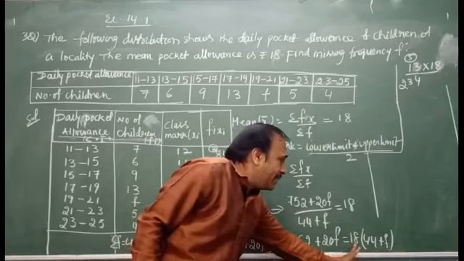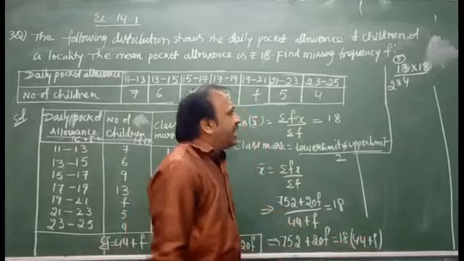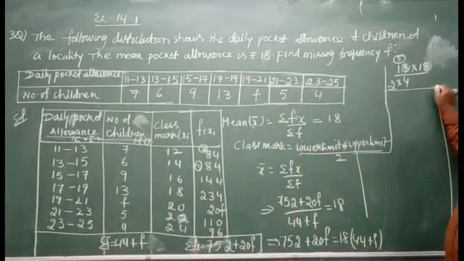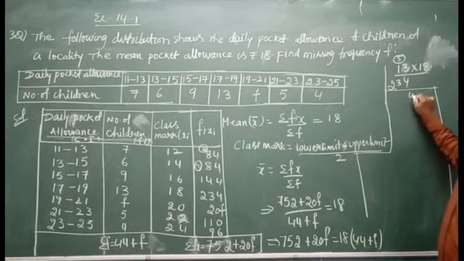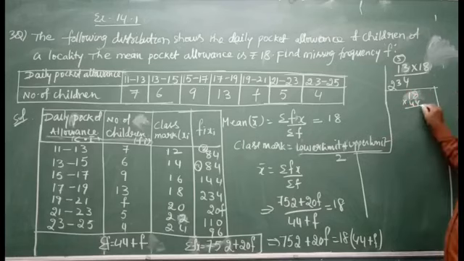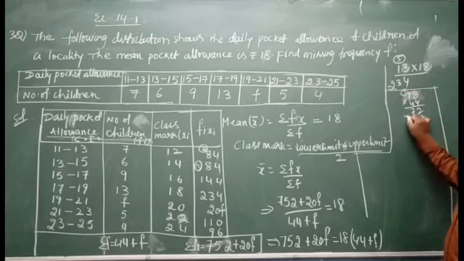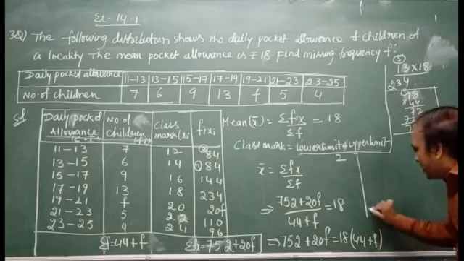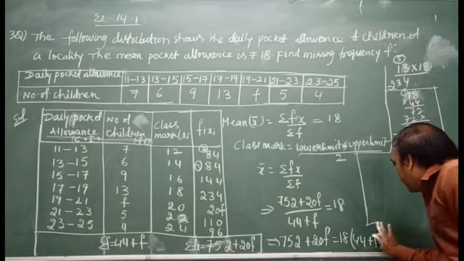Now you have to multiply 18 into 44. Here I am doing 18 into 44 as rough work. 4 8s are 32. 4 1s are 4 plus 3, 7. Similarly, again with 4, the same answer you will obtain. 792. This is the rough work. So 792.